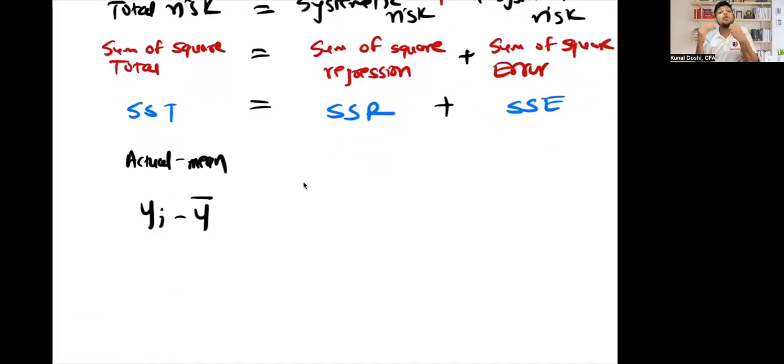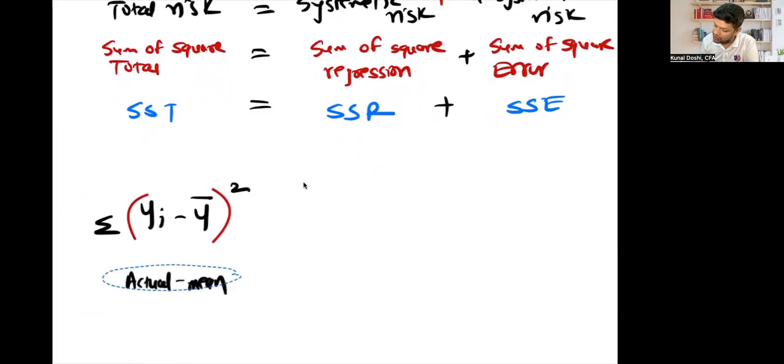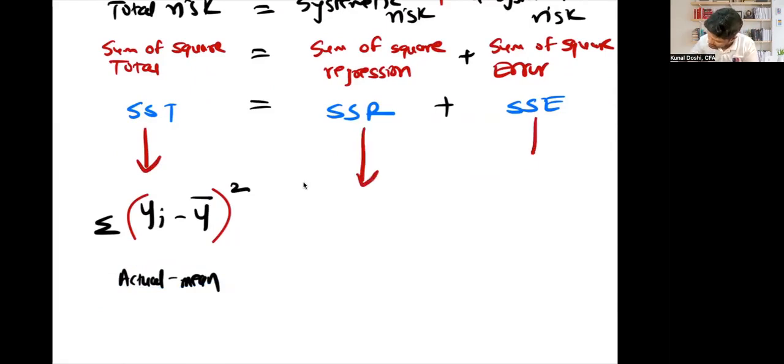But it is sum of square. Remember, variance is calculated in square. So we do the square of all this: actual minus mean. I will write it down. This is called actual minus mean. Do you have to remember the formula? No, you don't have to. I'm just showing you what exactly it is. Do not worry. You do not have to remember all this.